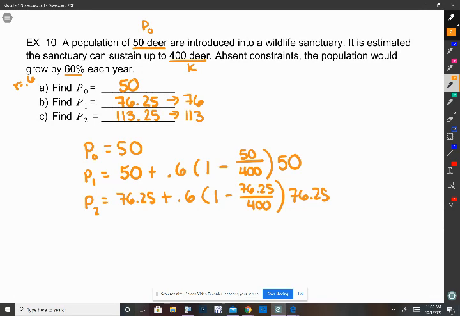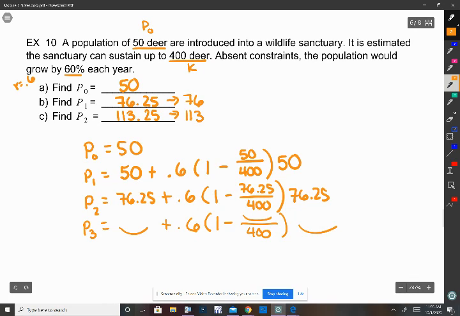And you could keep going. If I was doing P sub 3, I would do the same thing, but everywhere there was 76.25, I would put in the 113.25. But all of this would stay the same. This stays 400, and then you'd put the 113. Get your answer, whatever you're trying to find. Usually they don't make you go too far because it does take a lot of time.